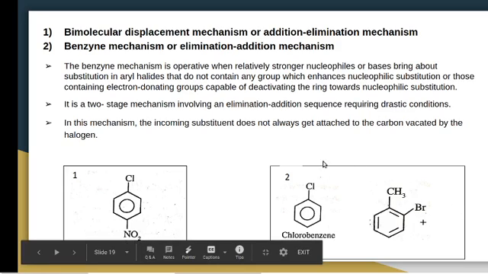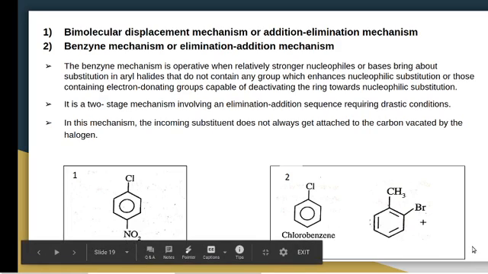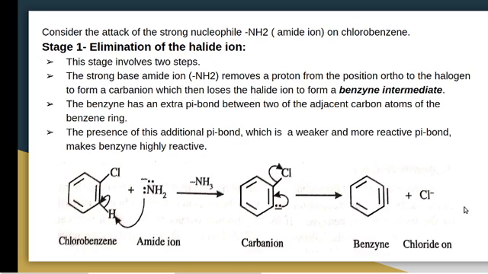So in this case, the possibility for the attack of the incoming nucleophile will be on this carbon and also on this carbon, because it will not attack on this carbon as there is a substituent on this carbon, that is the CH3 group. So the incoming nucleophile can attack on this carbon and also this carbon. That is the benzyne mechanism. Now we will be discussing the steps of the benzyne mechanism or elimination addition mechanism.